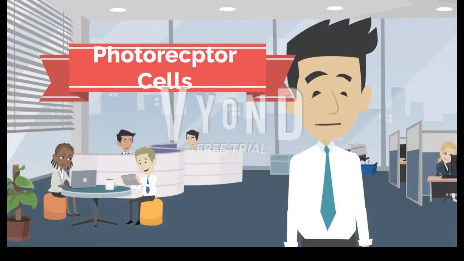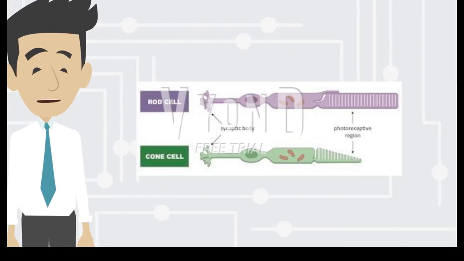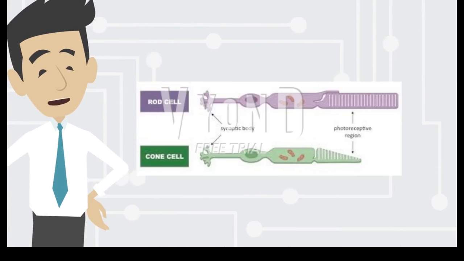Today's review video, we will be going over photoreceptor cells. There are two cell types in reference to photoreceptor cells. We have the rods and the cones, as demonstrated in the figure presented here.